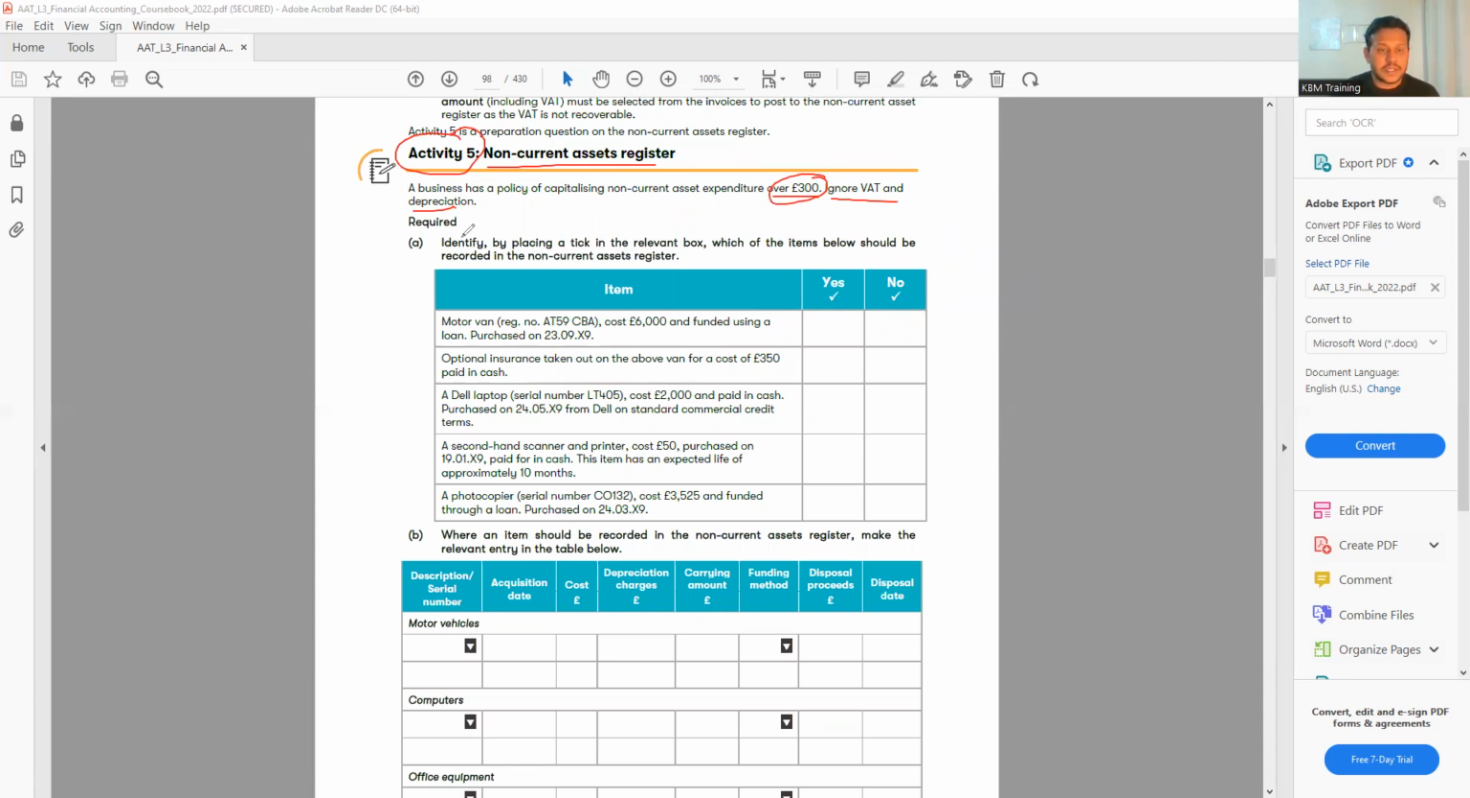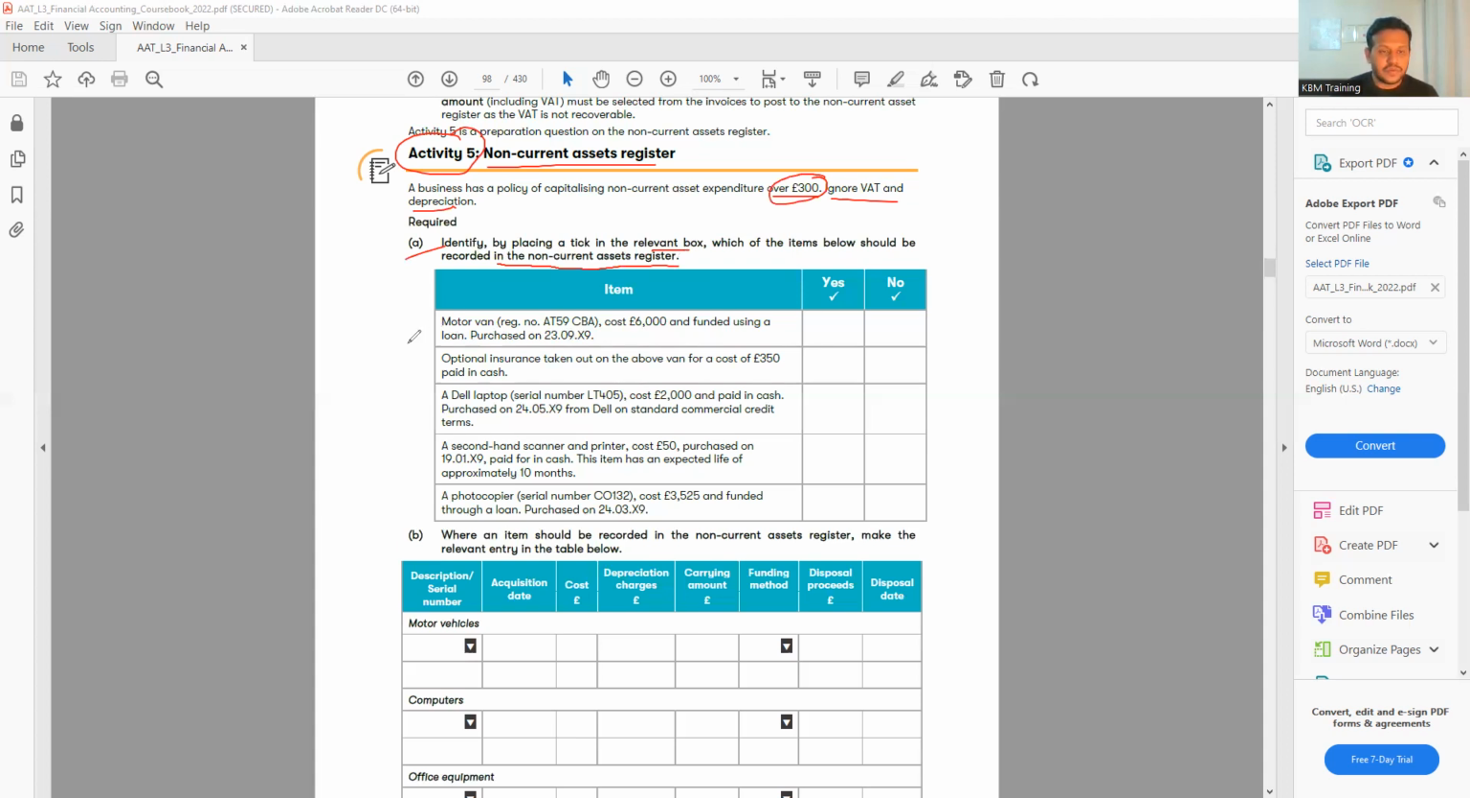The first one says requirement: identify by placing a tick in the relevant box. Which of the items below should be recorded in the non-current asset register?